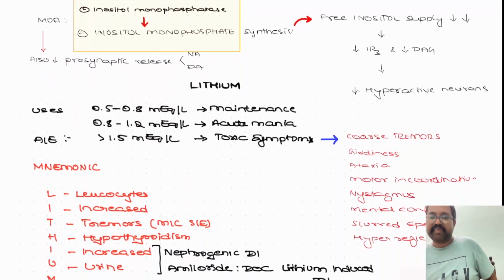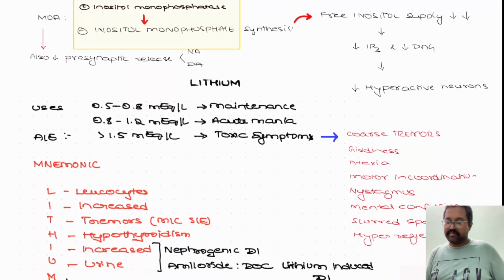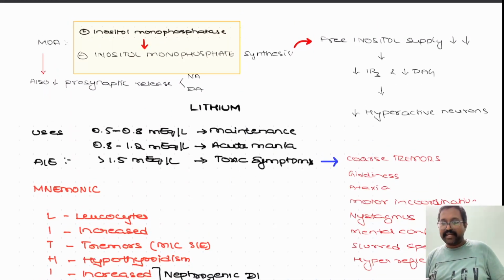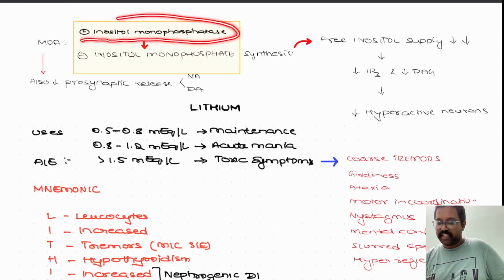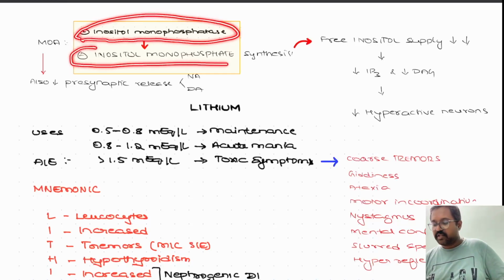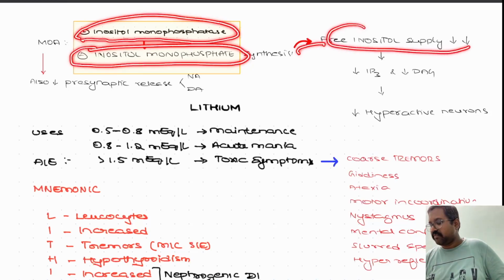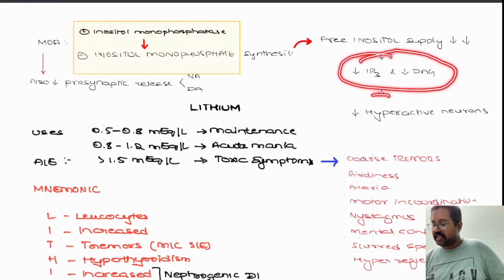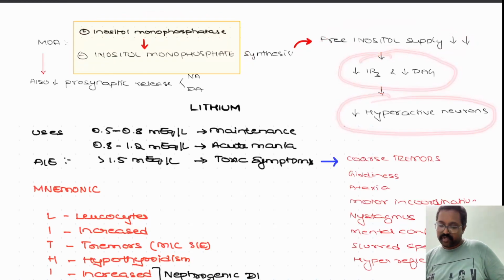Next, coming to the mechanism of action of lithium. Lithium is the drug used for treatment of bipolar disorders. So what is the mechanism here? It inhibits inositol monophosphatase, thereby inhibiting inositol monophosphate synthesis, so no free inositol is available for supply. Therefore there will be a decrease in the secondary messengers IP3 and diacylglycerol, leading to decreased hyperactive neurons.